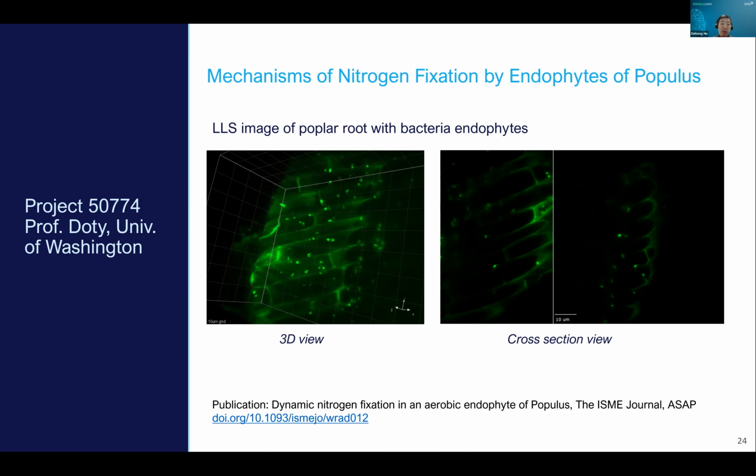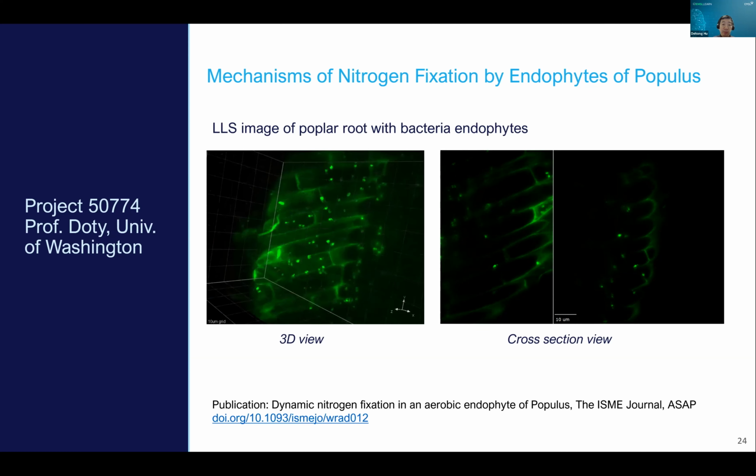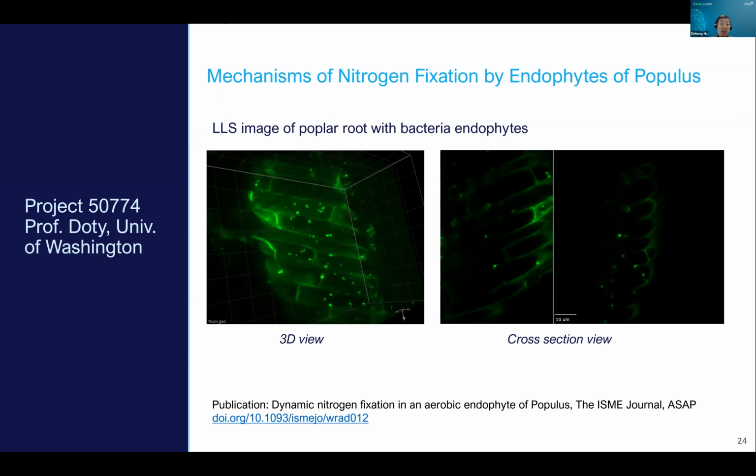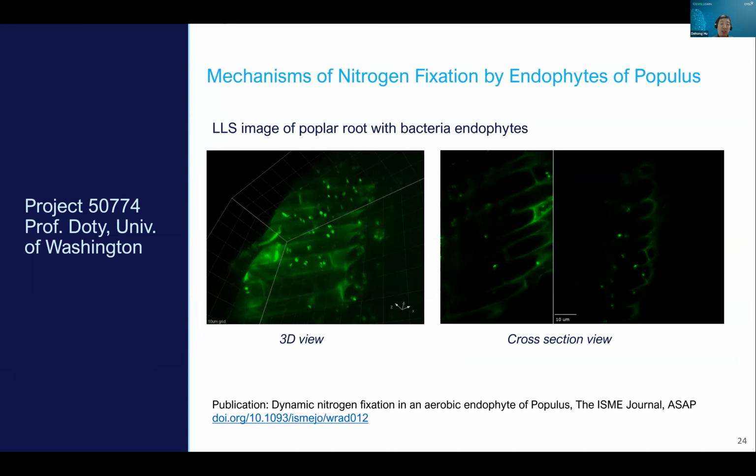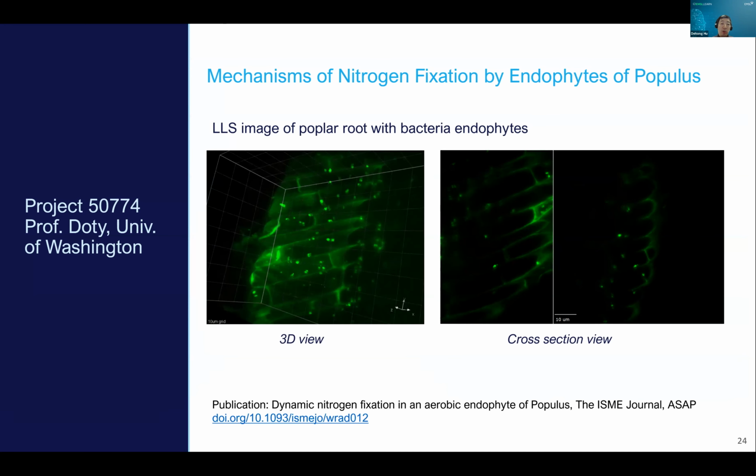The left is a 3D view. So you can see the bacteria as little dots here, and the plant root cell wall. And then the right-hand side is a cross-section view. From the cross-section view, you really can see those bacteria are inside the root cells, and also clearly see where they are. This work actually just got published last week. It will show up on the journal website. So the link is here.